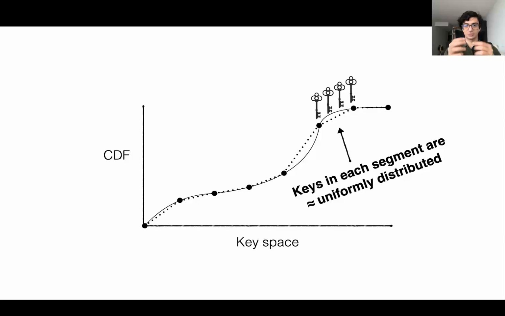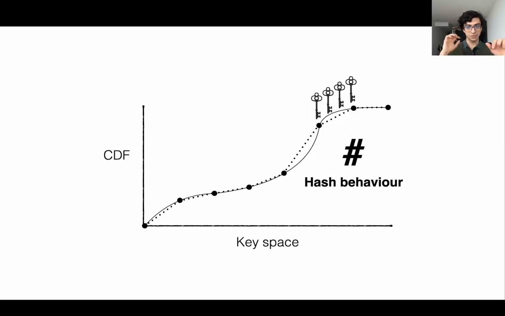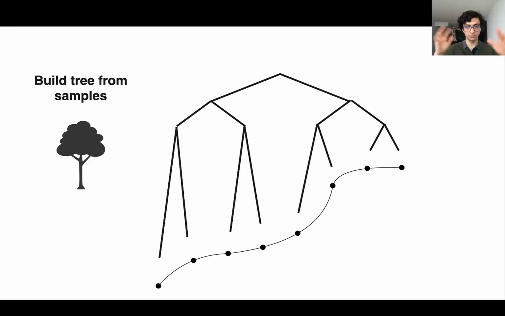Now, because lines in CDF language correspond to uniform distributions, and because the CDF looks like the line connecting the samples within that segment, this implies that the keys within each segment are approximately uniformly distributed. This gives the keys an inherent hash-like behavior, even though they're not really hashes. They have a sense of ordering, but they have this nice uniformity property that allows us to do range filtering very space efficiently. So let's see how we can leverage that property.